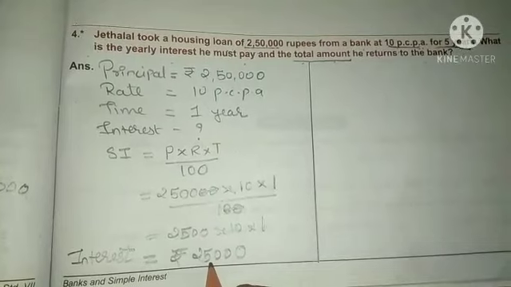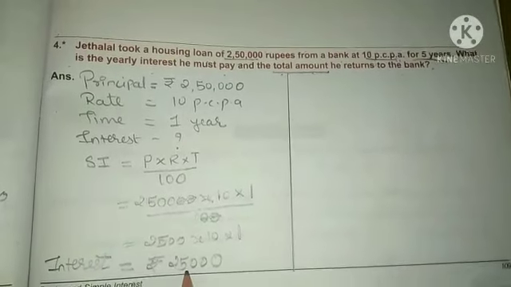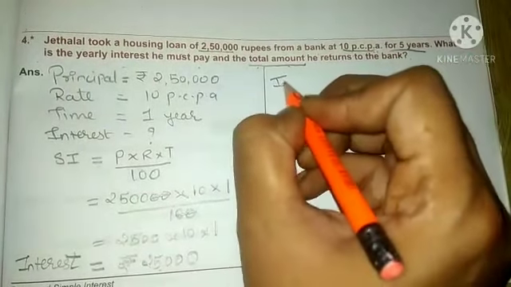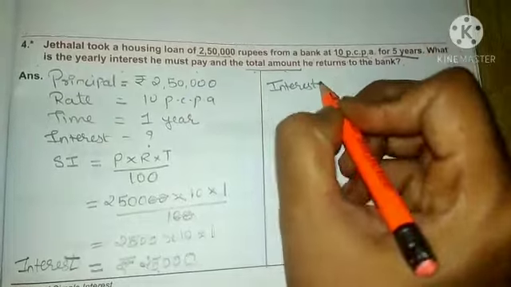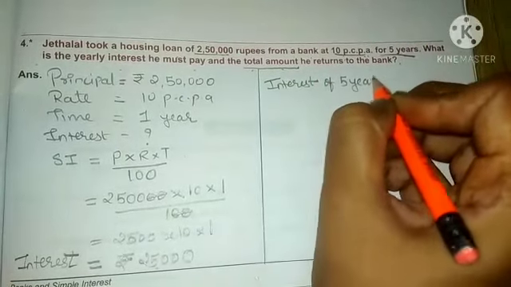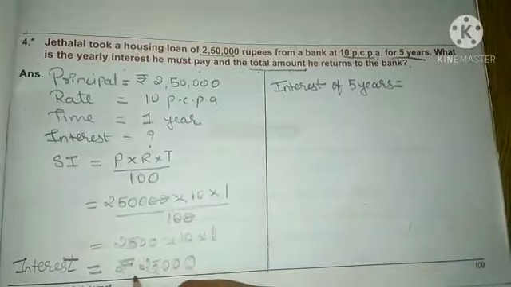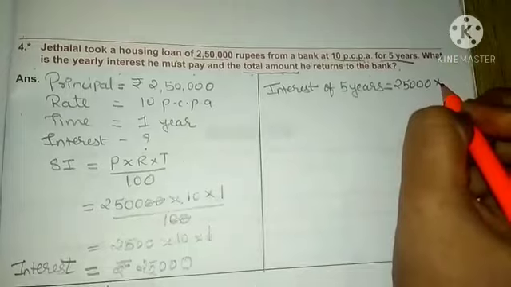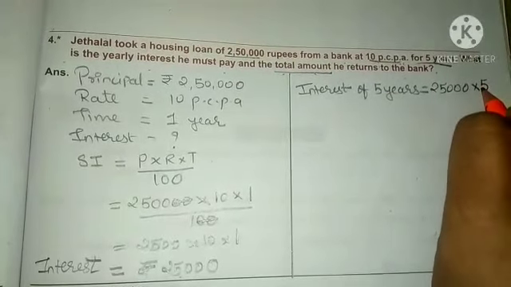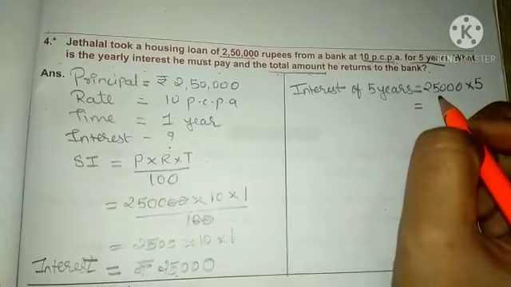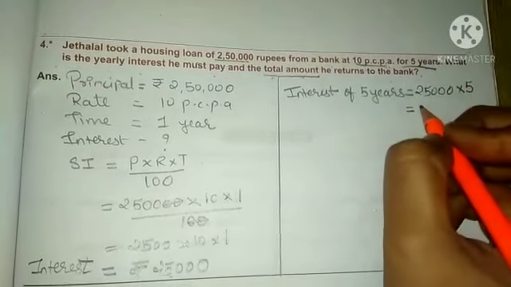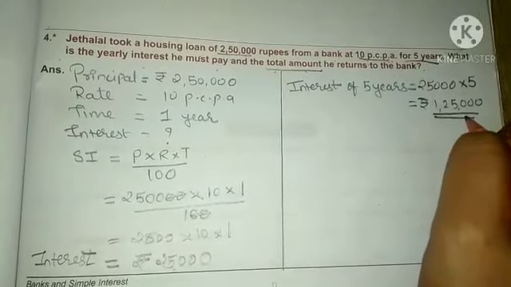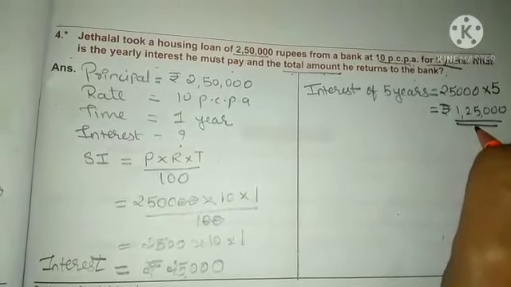Clear, everyone? Now we have to find out the interest for 5 years. For 5 years, how much interest will he pay? Clear? So how are you going to find out that? Here we will write down interest of 5 years. For 1 year, how much is he paying? He is paying 25,000. Clear? So 25,000 multiplied by, for how many years he has taken that loan? For 5 years. So what will you get over here? You will get rupees 1,25,000. Clear? For 5 years he has to pay the interest of 1,25,000.